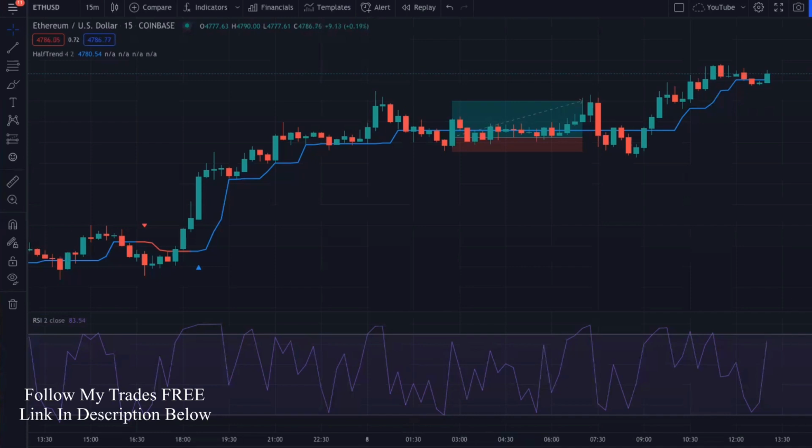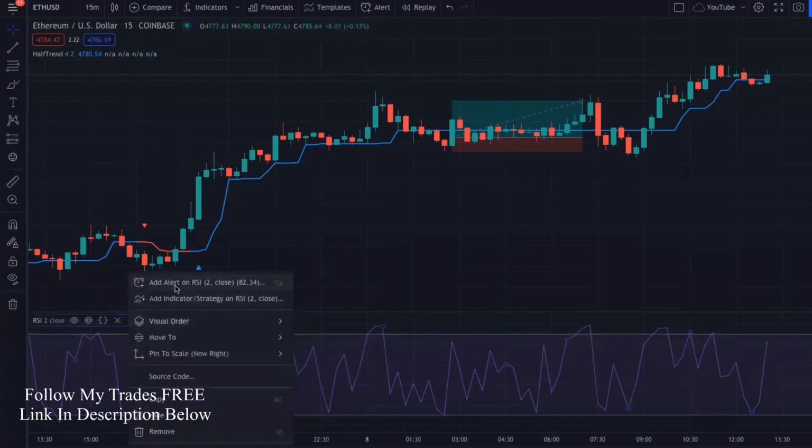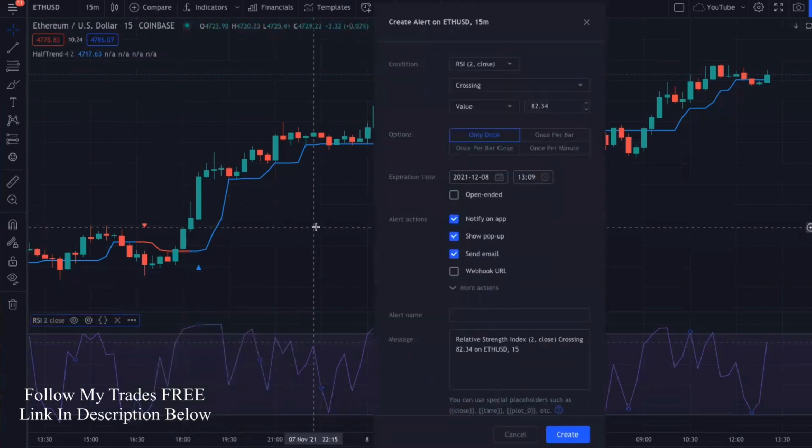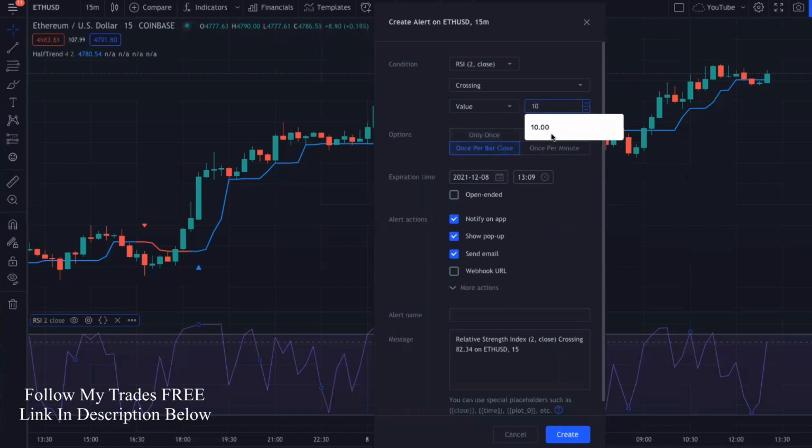But now let me show you how to set up these alerts, right? So on the RSI, you're going to set up the alerts on the RSI because this tends to be a little bit easier than setting up alerts on the half trend. So on the RSI, you're going to go over here, click on the three dots, click add alert on RSI. And then over here, you're going to set up these alerts twice. So the first thing you're going to do is once per bar close, right? And then on the first one, you're going to do 10.00, and then you're going to click create.